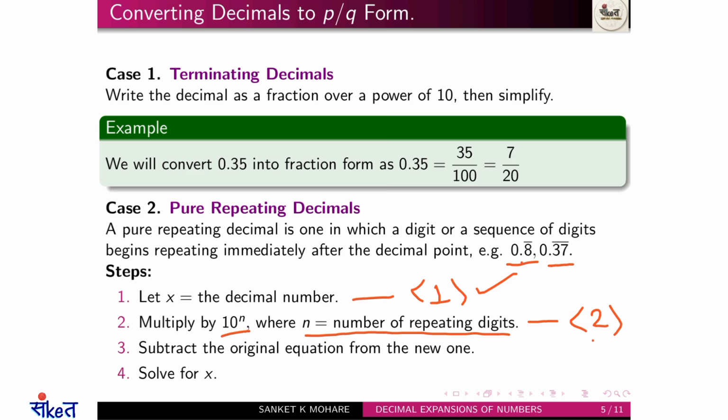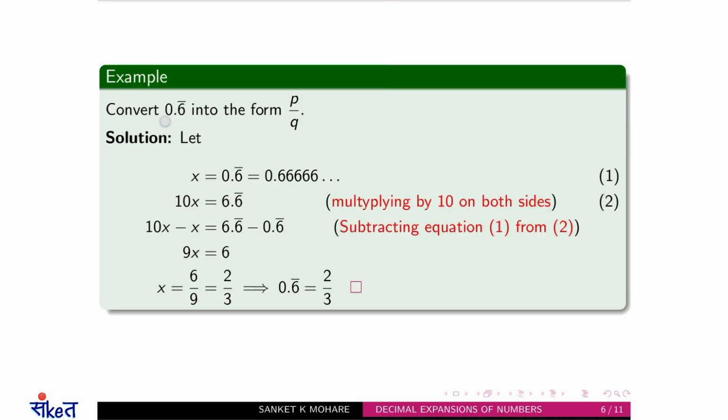Let's discuss this by example. Convert 0.6 bar into the form of p by q. Now throughout here, whenever p by q is there, you have to assume that p and q are integers and q is non-zero. Here we have 0.6 bar, which is a repeating decimal expansion, and also a pure repeating decimal. So first step, we are assuming x equal to 0.6 bar. 0.6 bar means 0.666 and so on. Call this equation number 1.